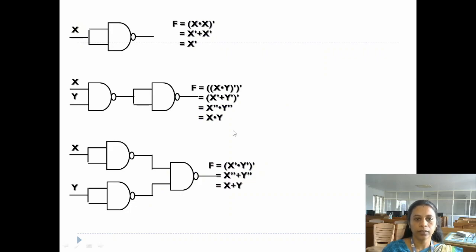So this is the inverter symbol using a NAND gate, the second one is the AND representation using NAND, and the third one is the OR representation using NAND. It is called a universal gate because all other gates can be implemented using a single gate such as NAND or NOR. That's why NAND and NOR are called universal gates. So this diagram shows the representation of an inverter, the second one is AND, and the third one is the OR gate.